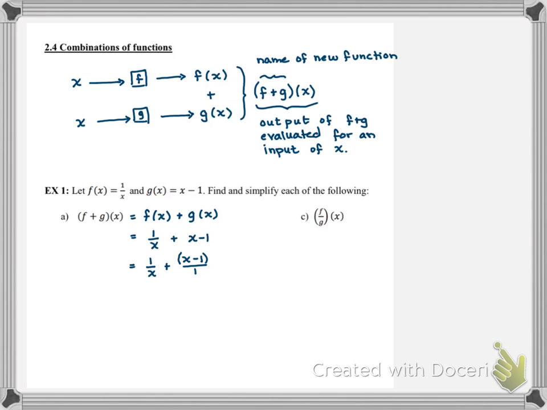What do I need to add fractions? Common denominator? Yeah, I need a common denominator, so since my denominators are X and 1, I'm going to get a common denominator of X just by multiplying by X over X here. And so we get 1 plus X squared minus X over X. And this is X squared minus X plus 1 all over X. And that can't be simplified.